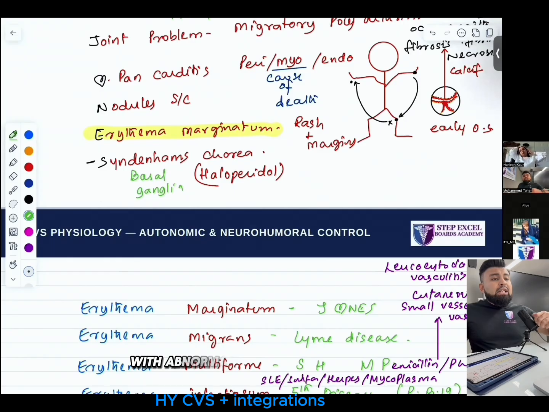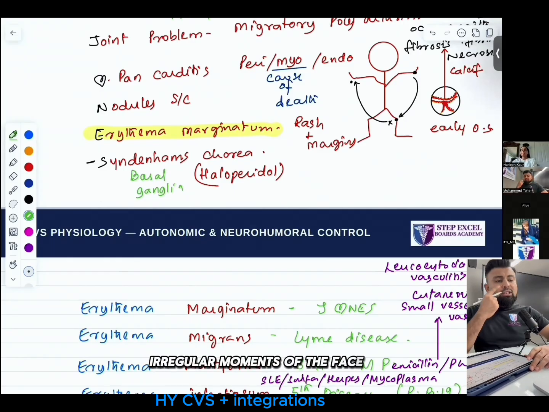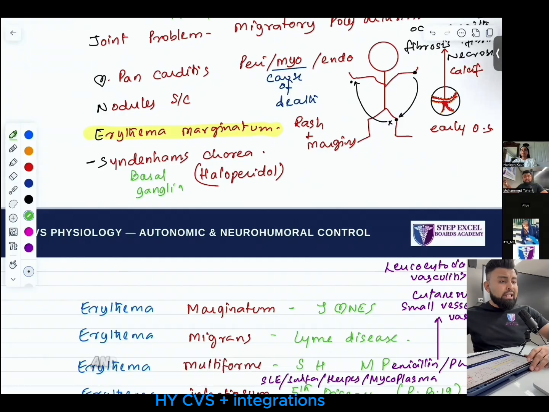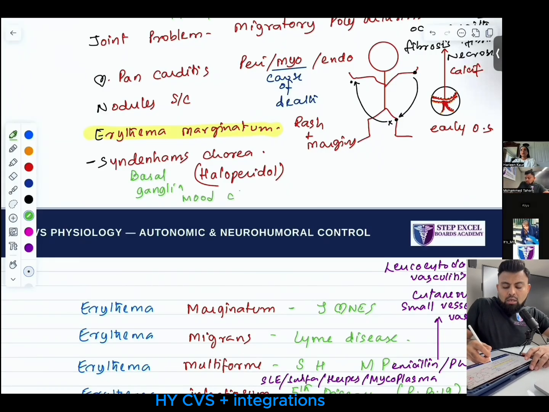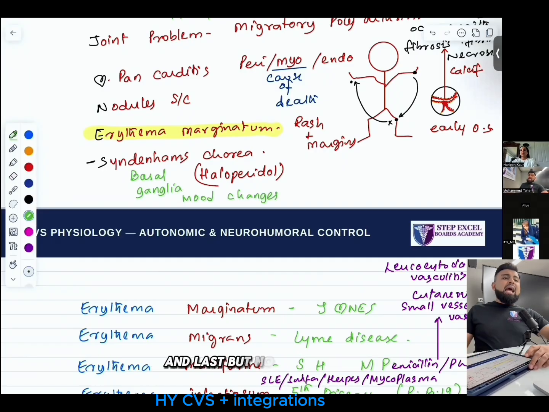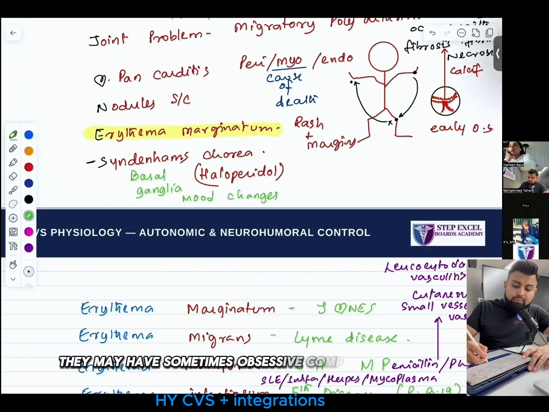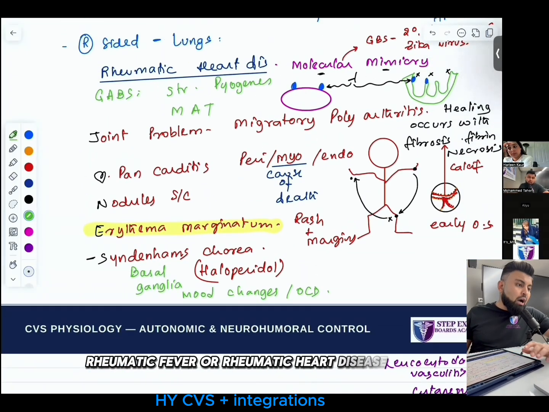So when they target the basal ganglia, remember, this would be associated with abnormal choreiform movements. So involuntary, random, irregular movements of the face, the trunk, and the extremities. And the individual also has highly labile mood changes, and last but not least, they may sometimes have obsessive compulsive disorders. So these complications can be associated with rheumatic fever or rheumatic heart disease, right?